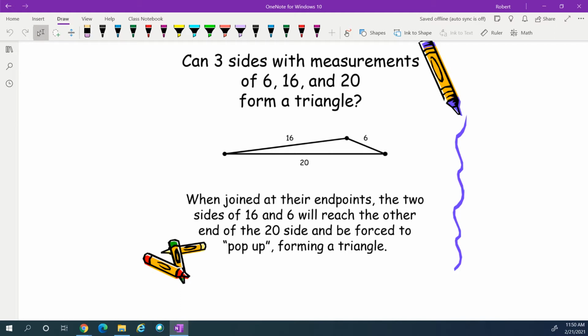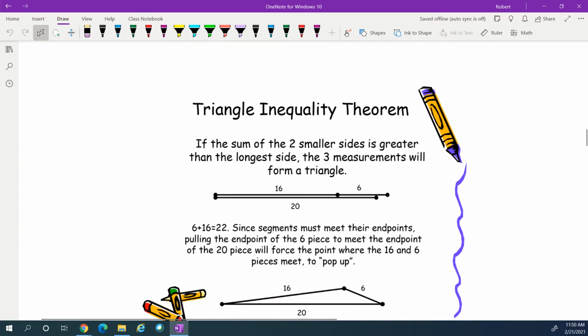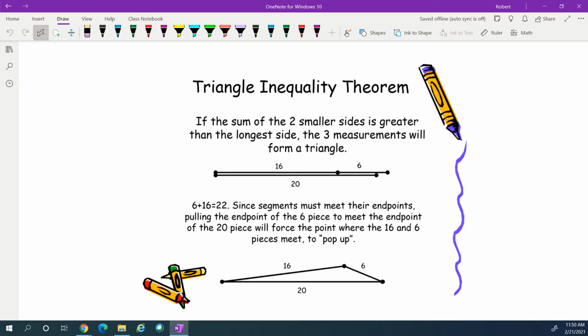Okay. So think about it in the sense that when it was 14 plus 6, it reached the other end, but that's it, it laid flat. When it's 16 plus 6, if we laid it flat, it would actually stick out past the 20. But if we pinch those two pieces together, if I take these two ends and pinch them together, then it's going to cause that center vertex to pop up where they stick together. And now I have a triangle.